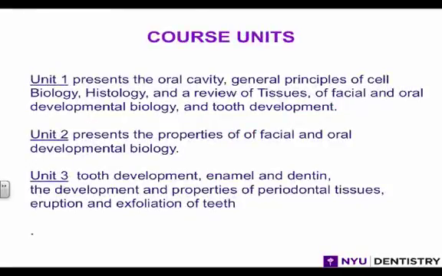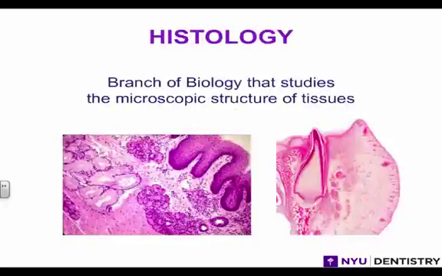So basically we started with basic histology, basic cell, facial and oral developmental biology, and tooth development, where we start here. Number 2 is really facial and developmental biology. We start there and we continue it in Unit 2. And then Unit 3, we do overlap in tooth development. And we do really everything about eruption, exfoliation. We do everything about the teeth.